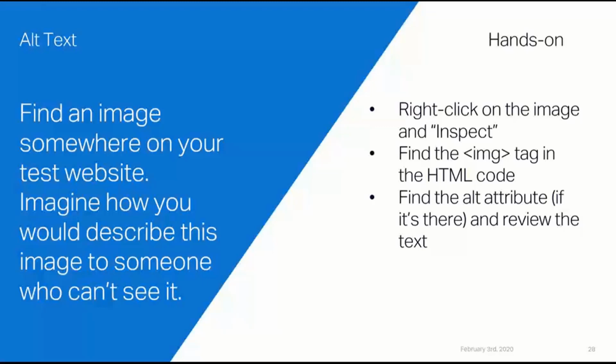I see there's a question: what would be a good alt tag for an image that has a picture of an artist playing a guitar and also their name is in the image? So if there's any text in the image, that should absolutely be in the alt text. 100% that should be in there. Because otherwise there's no way for a screen reader user to know that there is text in the image or what it says.